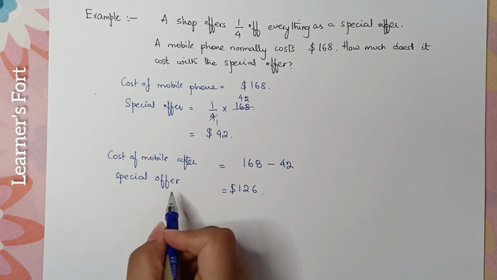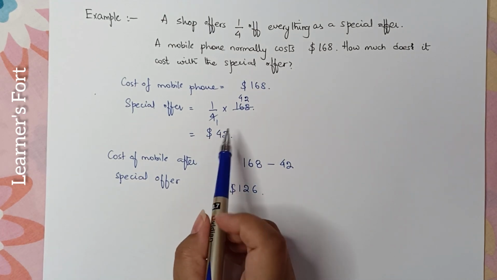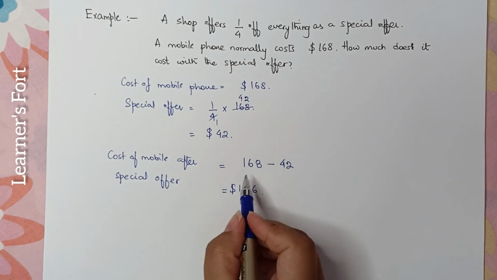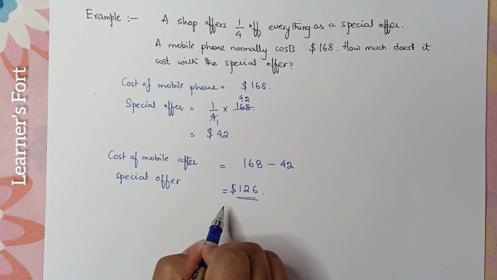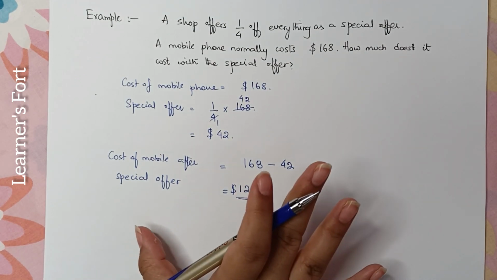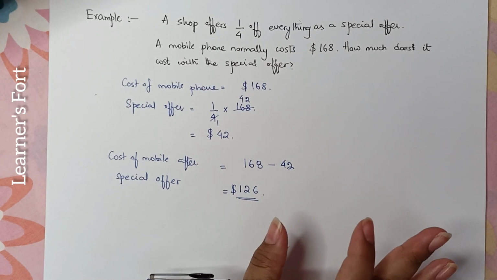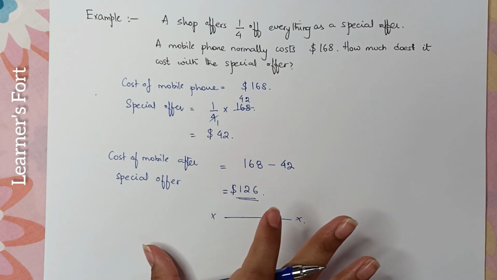So the cost of the mobile after the special offer is, we subtracted the special offer from the original cost. The leftover amount is the one that we got as a discounted price, right? So this is how you're going to calculate a discount. Okay. So this was it for the fractions.